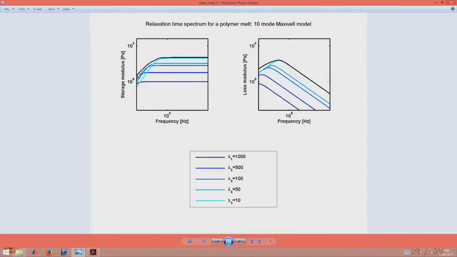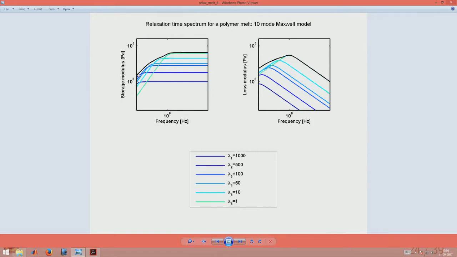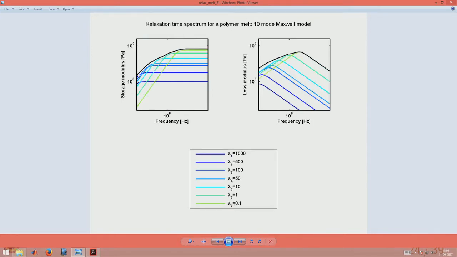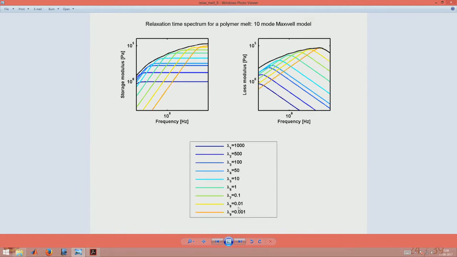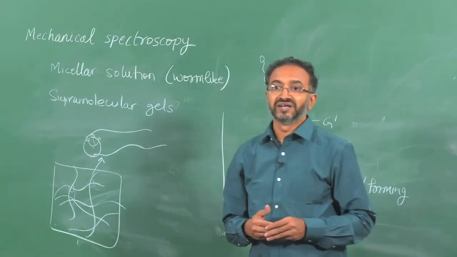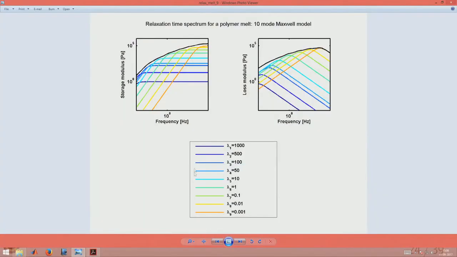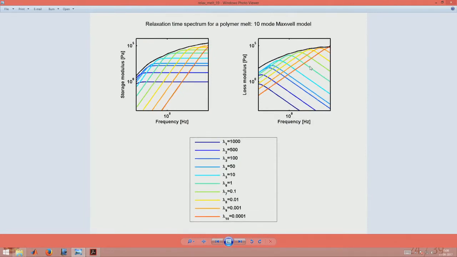But now, if I start adding more and more modes, you can see that for the black curve I have to go to higher and higher frequency to actually see the elastic response, because now I am adding even the relaxation mode which is 0.1, which is very small. And so, this is the 10 mode Maxwell model. We have now added 10 relaxation modes, and if you see G prime and G double prime, it is very similar to what we talked about for polymer melt.